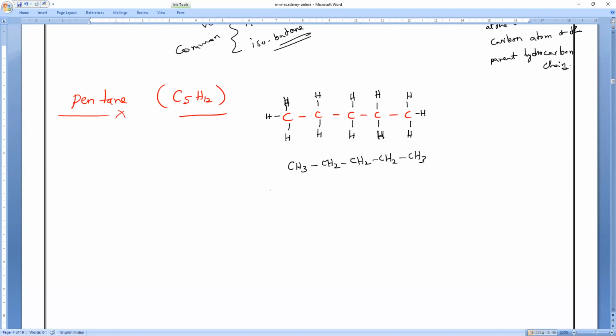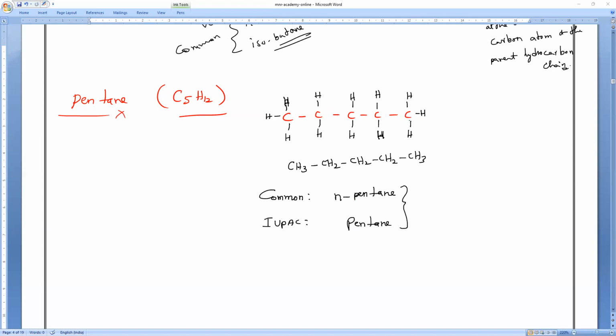So now, what is the common name, everybody? N-pentane. What is the IUPAC name? Pentane. Clear, everyone? That is the first one.